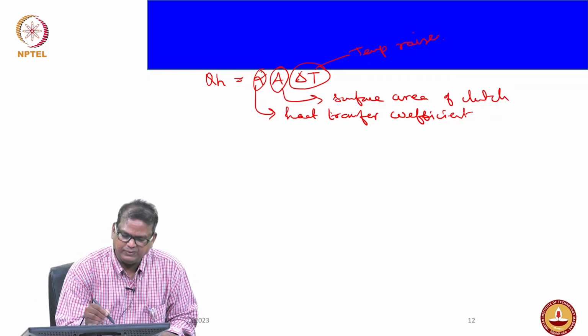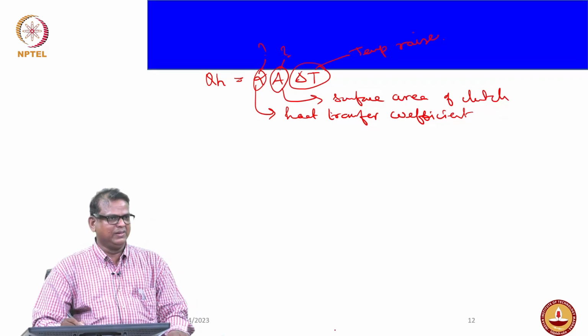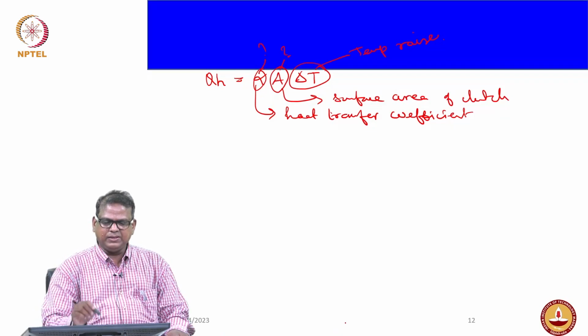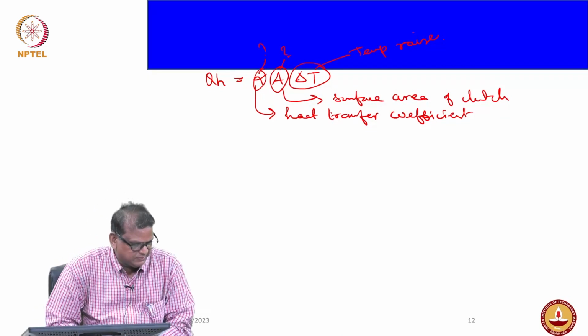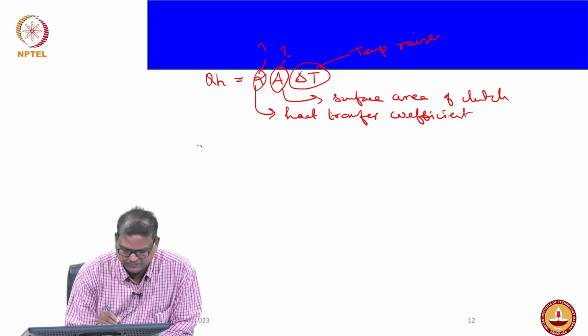So we need to find out alpha and find out the area. Then from there we'll find out what the temperature is going to be during the heat generation. Then the problem is solved. So I just want to give some guidelines.